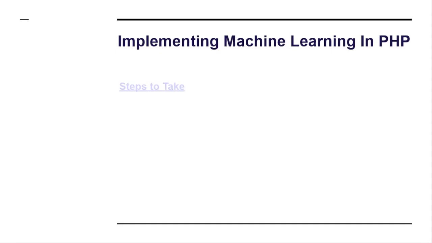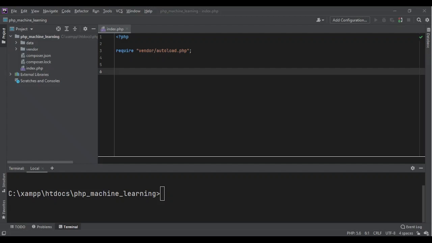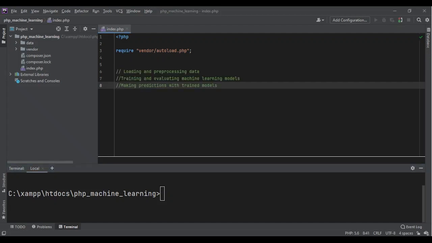Do you remember when we talked about implementing machine learning in PHP and we said there are 3 main steps? Let's go through them one by one and build our very first machine learning model in PHP. Let me go to my code. Okay, let me copy the steps. Perfect. We can even divide them into smaller steps.